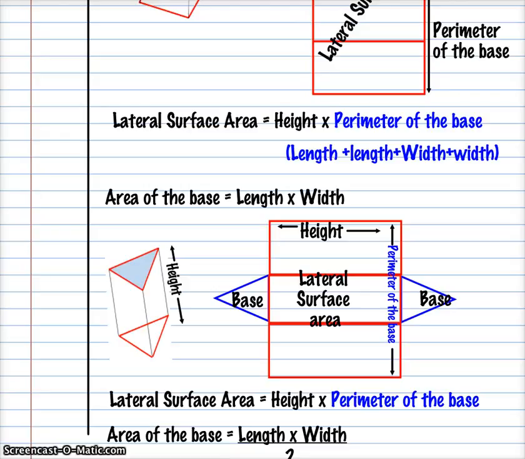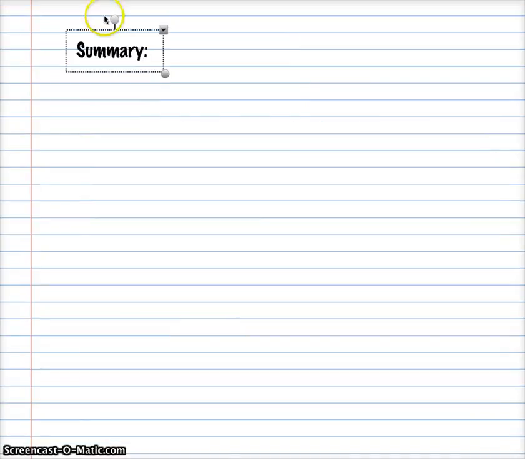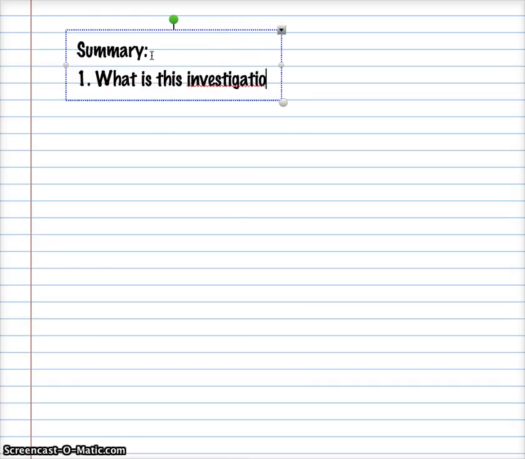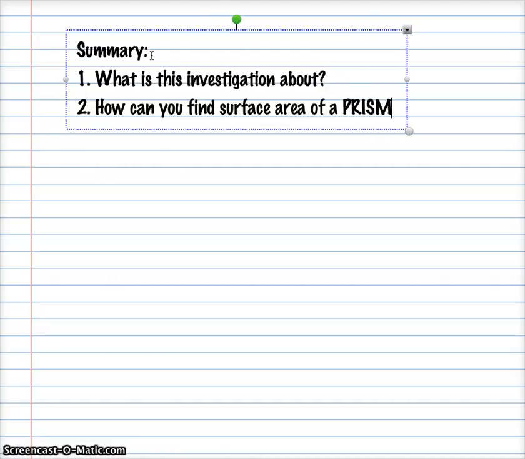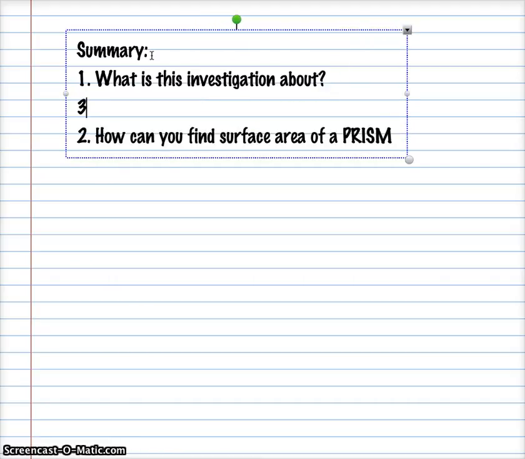Then on the next page, if you ran out of space, you're going to write a summary. Your summary is basically, you can answer these questions, and if you're not sure what to write, your first question would be, what is this investigation about? Second, how can you find the surface area of a prism? If you don't know what a prism is, maybe you can describe what a prism is.